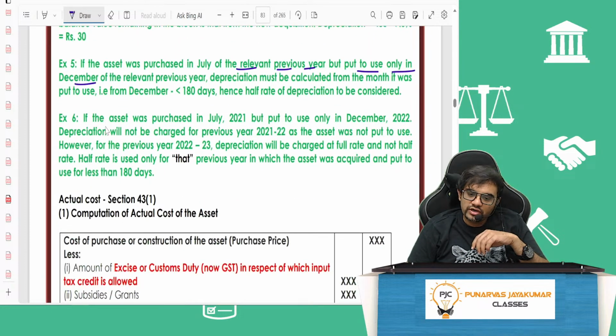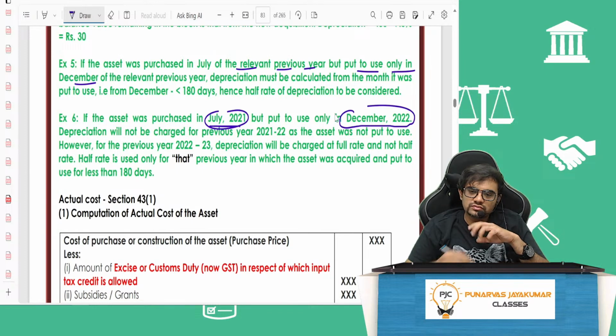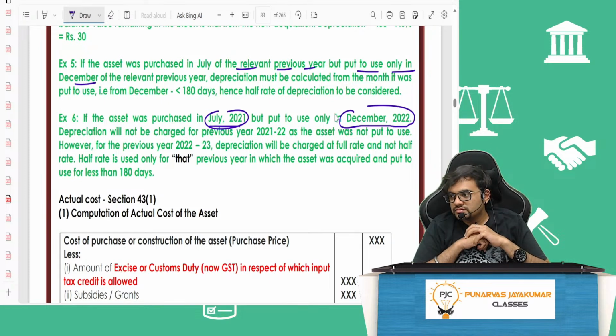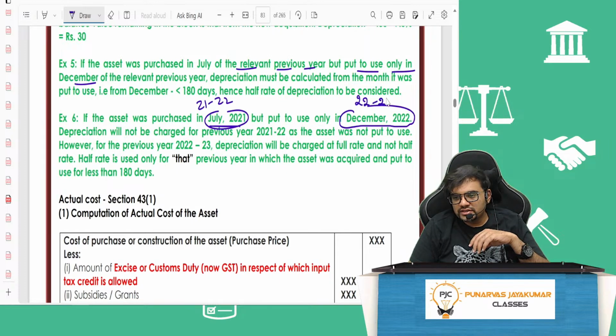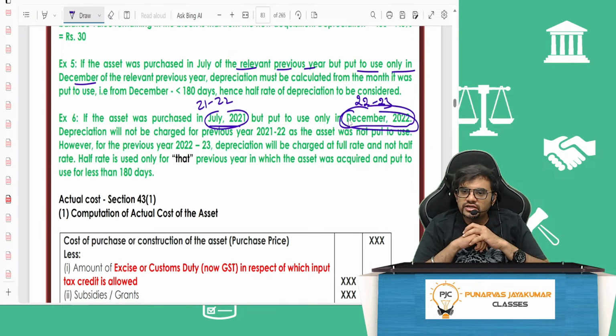What if I bought it in 2021 July, but put to use in December 22? Next year. It was bought in previous year 21-22, put to use in 22-23, but in December 22, less than 180, more than 180? Less than 180. Should I give half rate or full rate? Full rate or half rate? Full rate. Why?